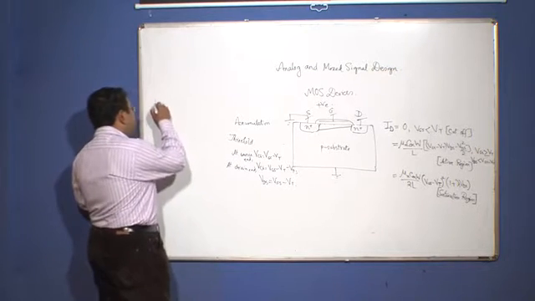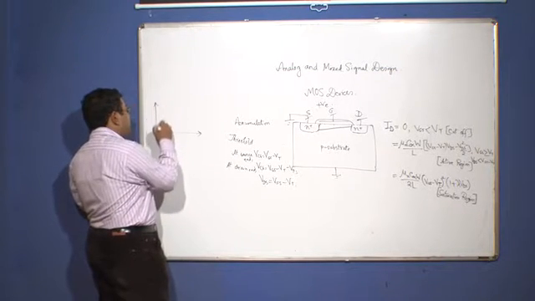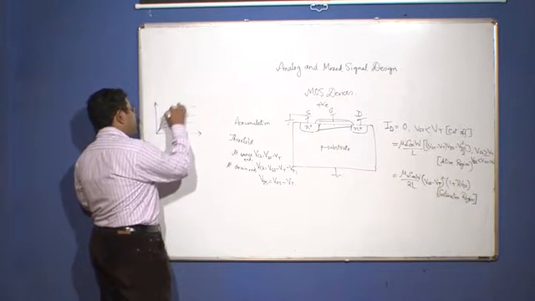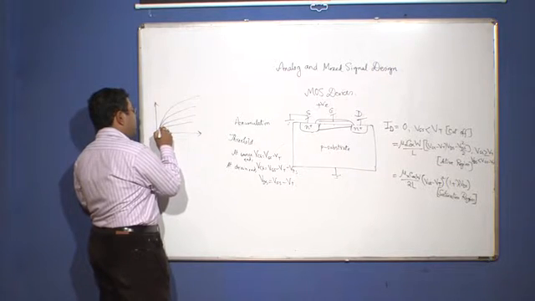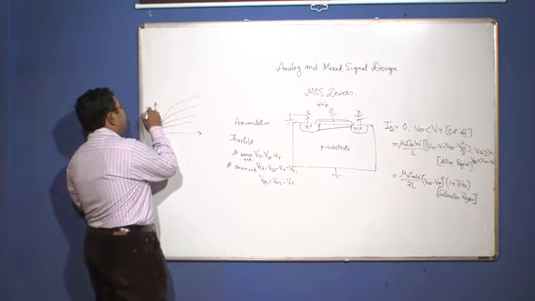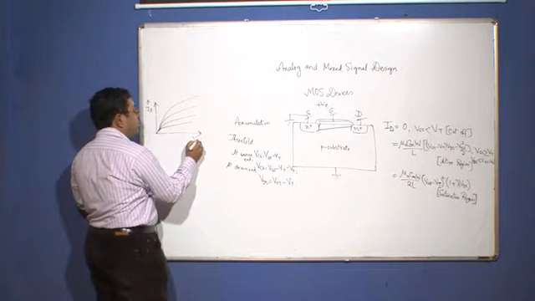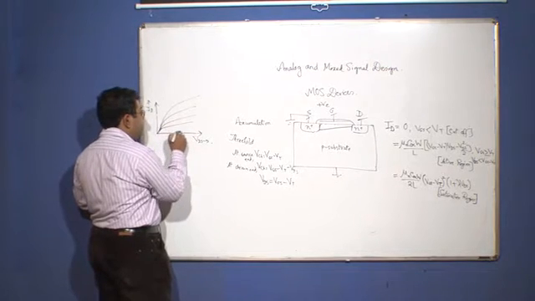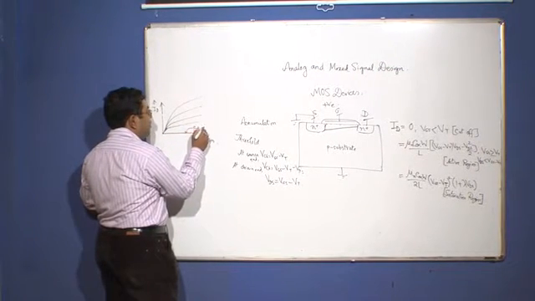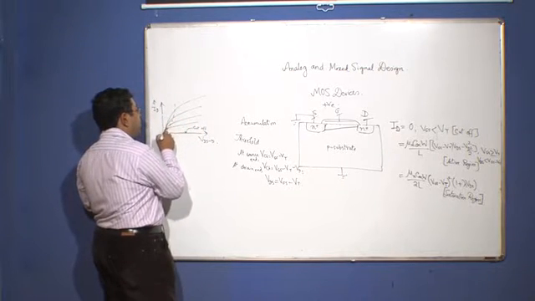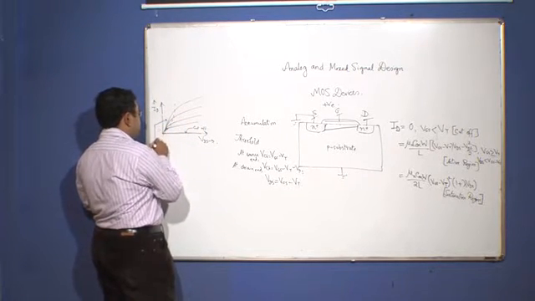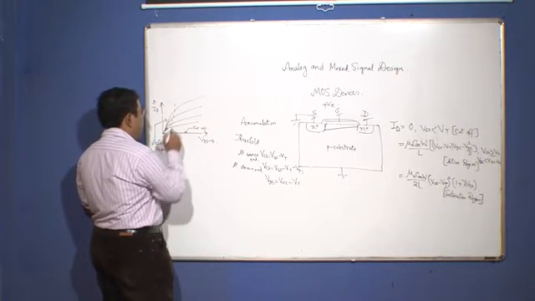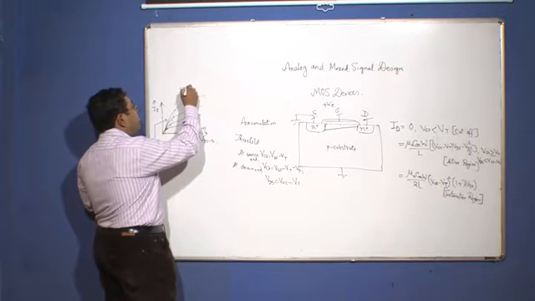Now, if you see the IV characteristics, this is basically the cutoff region. This refers to the active region, and this refers to the saturation region.